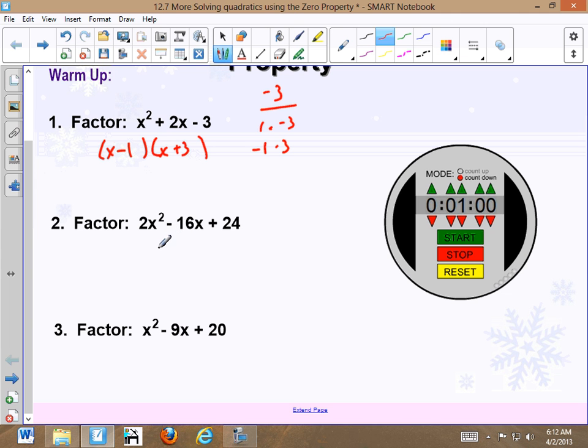Now, I hope you did not multiply 2 times 24. Because if you did, you wasted your time. Because 2 can go into 2, 2 can go into 16, and 2 can go into 24, so I can factor 2 out of here. So I can divide everything here by 2. So this gives me 2 times x squared minus 8x plus 12. So now all I have to do is factor x squared minus 8x plus 12.